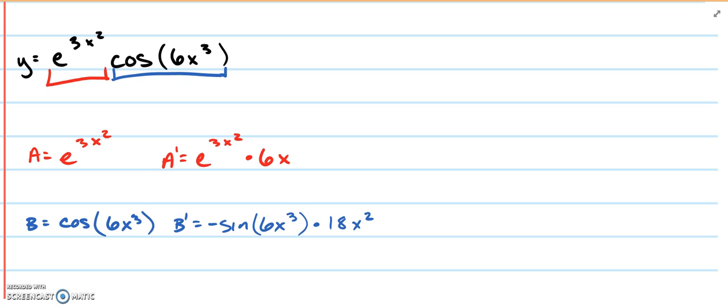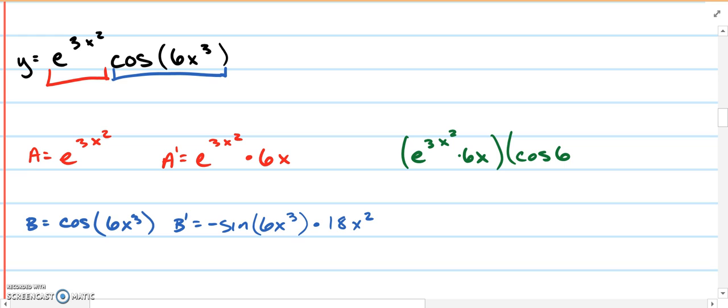Your homework is going to be on a worksheet today, but here is your final answer. A prime B: e to the 3x squared times 6x. There's my A prime. My B value is the cosine of 6x cubed. I'm adding that to negative sine of 6x cubed times 18x squared times e to the 3x squared.